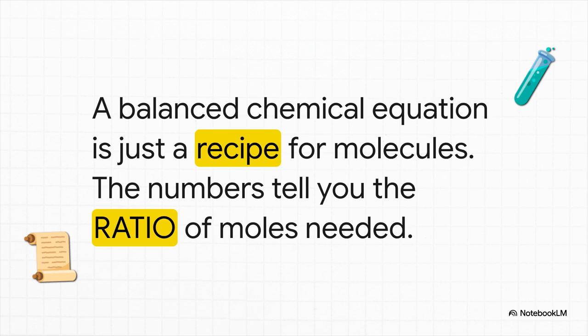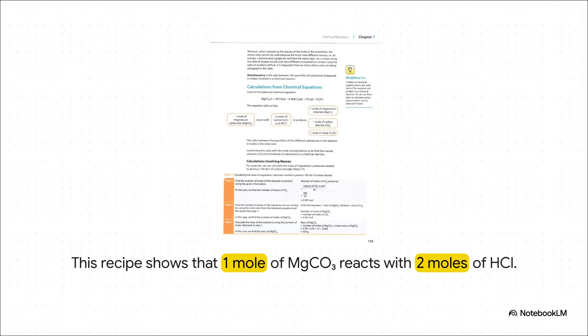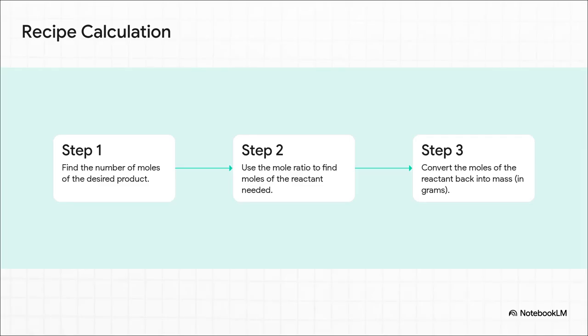Those big numbers in front of the formulas aren't telling you the mass, they're telling you the recipe's ratio in moles. Take a look at this equation. There's no number in front of the magnesium carbonate, which means there's a 1. There's a 2 in front of the hydrochloric acid. So this chemical recipe is telling us, for every 1 mole of this first ingredient, you need exactly 2 moles of the second one. It's a 1-to-2 mole ratio. Simple as that. And because we know that, we can perfectly plan our reactions.